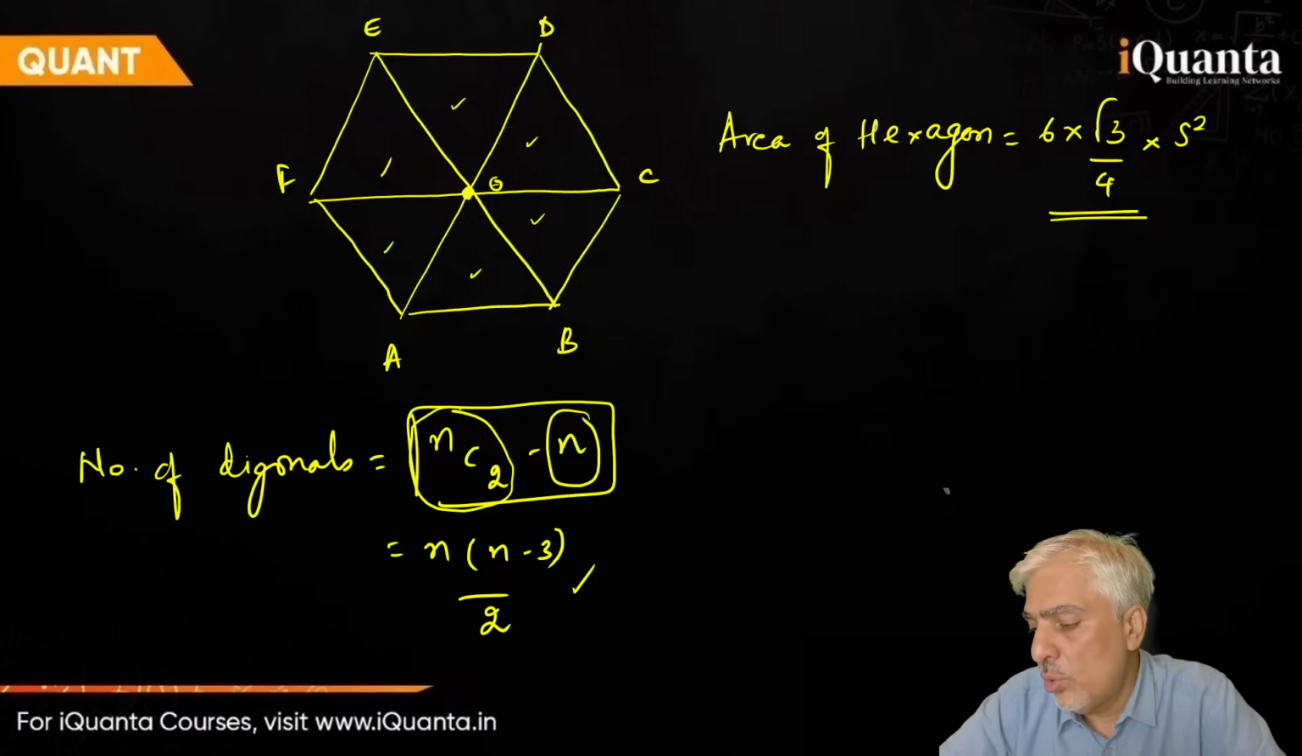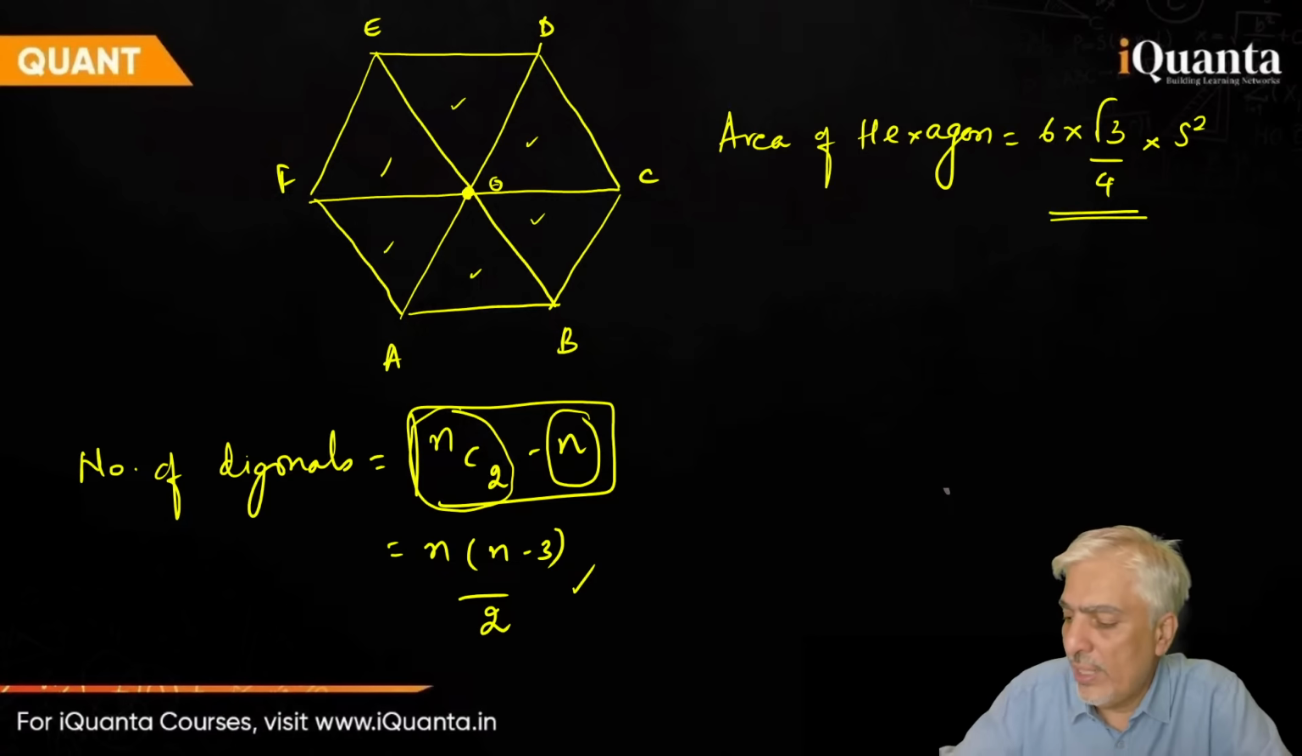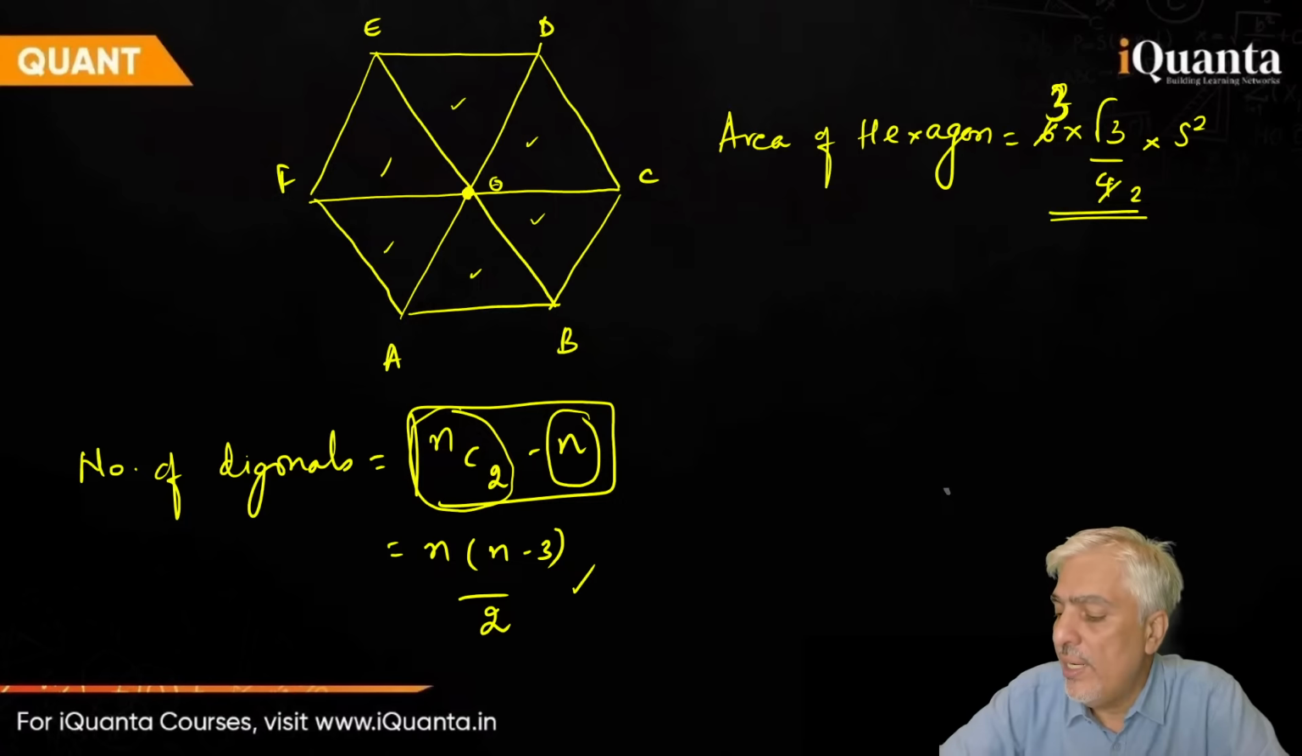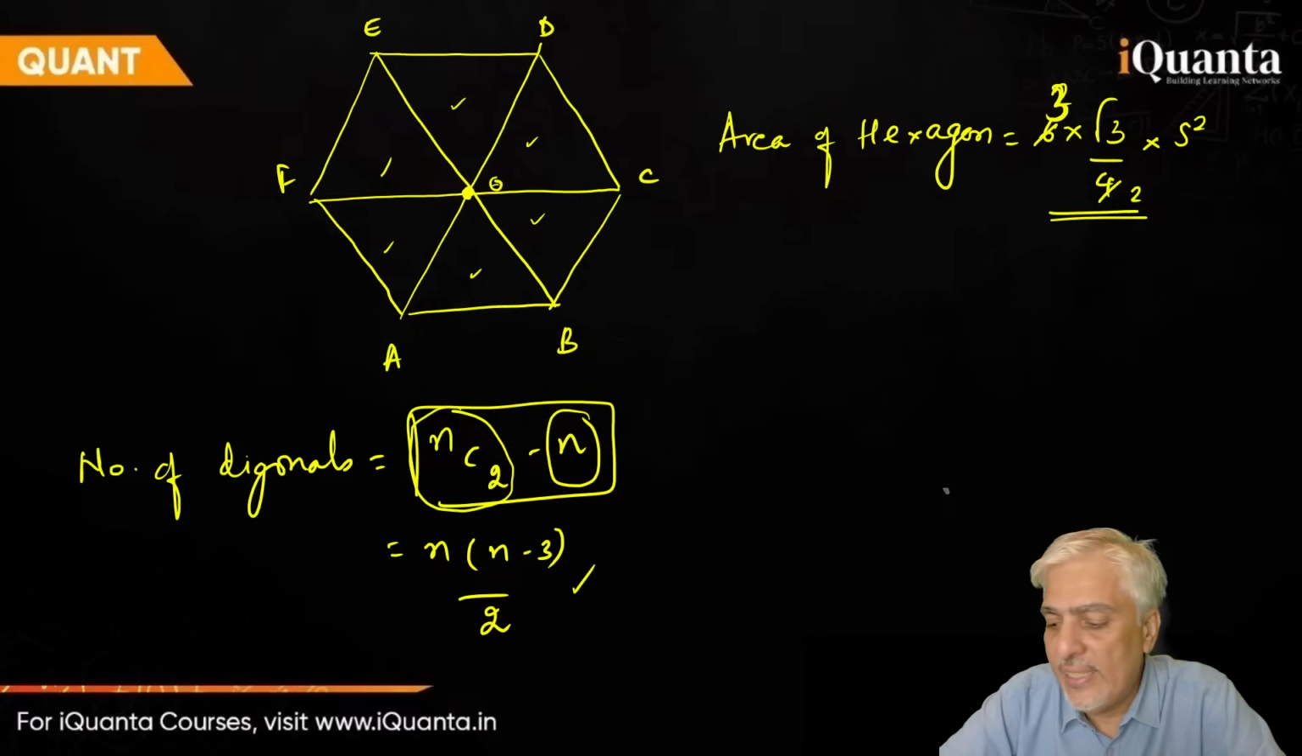Area of hexagon is 6 into root 3 upon 4 into side square. You can cut it and write it also. Sorry, 3 root 3 upon 2 into side square. What other things do you find important in hexagon?